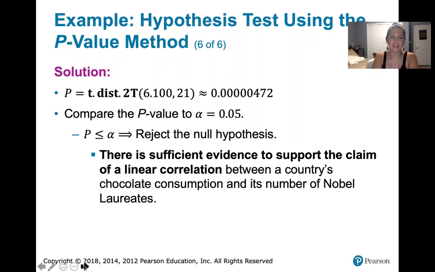We need to use technology in order to find that p-value. But we see that using the p-value method here is really no different than it was when we were using the p-value method in the other sections. The only difference here is that when we compute our test statistic t, it involves that sample statistic r for the linear correlation coefficient this time.